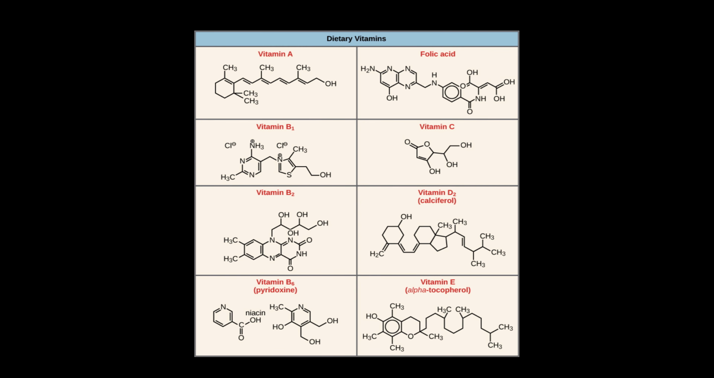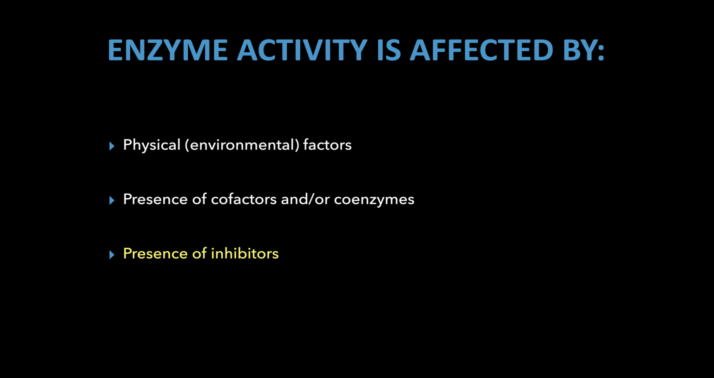Here are some of the important dietary vitamins, and you get sufficient amounts of these from the food that you eat. We have vitamin A, vitamin B1, B2, B6, folic acid, super important to supplement with folic acid if you happen to be pregnant. A deficiency of folic acid can cause neural tube closure defects. We have vitamin C, vitamin D2, and vitamin E shown here.